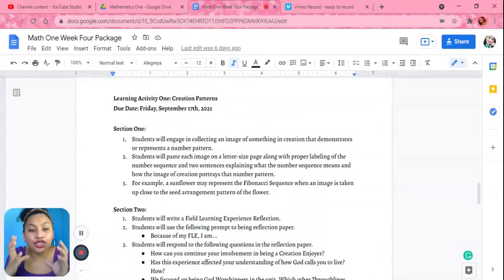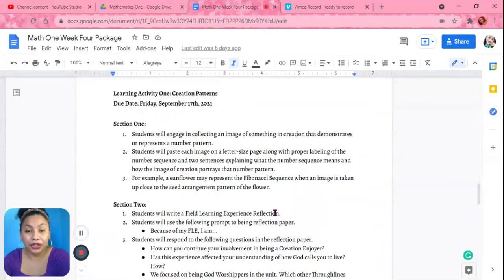Once you have chosen one and decided what number pattern it represents, you will take your picture or your drawing and put it on a typing sheet. You will label the number sequence, so you will write arithmetic sequence, then your picture, and then two sentences explaining how this picture represents a number sequence and how the image of creation presents a number pattern. So you're going to have your topic, your picture, and two sentences, and then you decorate that on a page and use your creativity.